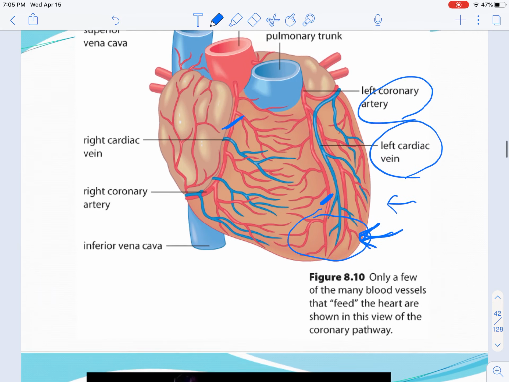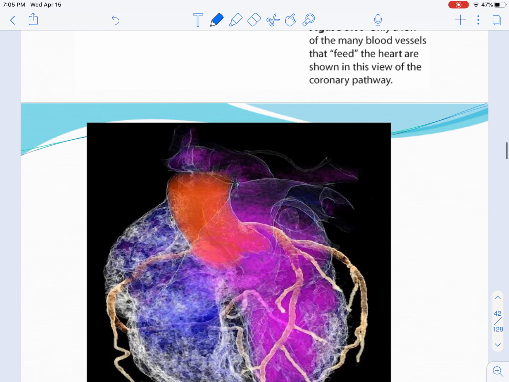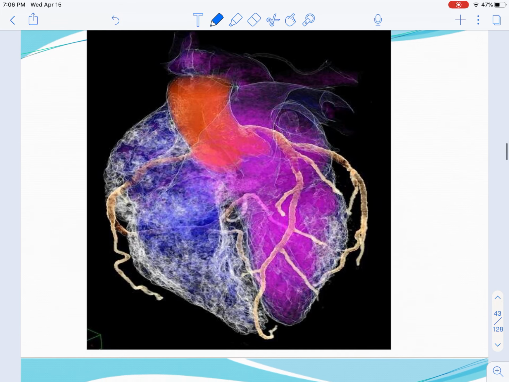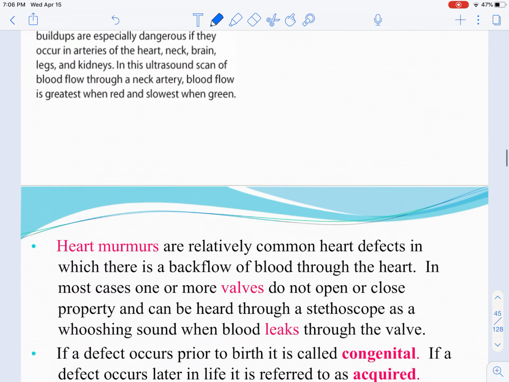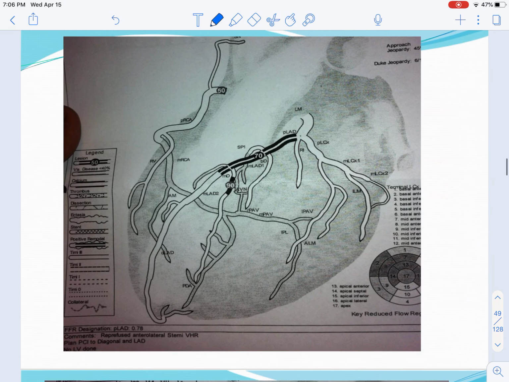But typically when this happens, they check out by putting dye and flowing it through here, check out whether there is any other blockages like you see in this image here. Wherever there's a blockage, then you see that there's no dye going past that point, so they would check that out. And if they find any other blockages, they could then go in and put in a stent.